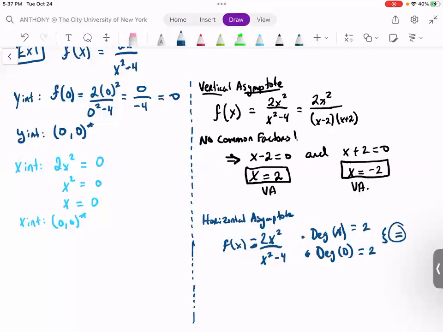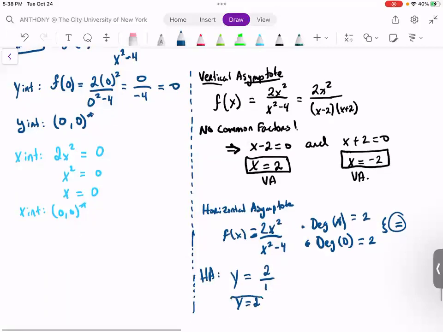So because they're equal to each other, the horizontal asymptote is defined as y equals the ratio of those powers' leading coefficients. So what is the leading coefficient of the numerator? 2. What about the denominator? 1. So you get y equals 2. That's your horizontal asymptote.